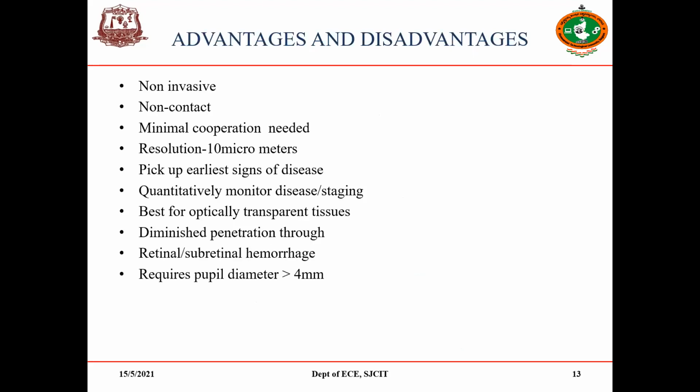And now the advantages and disadvantages. There is non-invasiveness. Non-invasive means the procedures do not involve tools that break the organs of the human body, and a resolution of 10 micrometers. It means it is visible to the human eye and refers to the smallest feature that can be detected. And these are the disadvantages: it cannot quantitatively monitor disease and staging, it is best for optically transparent tissues, and it has diminished penetration.